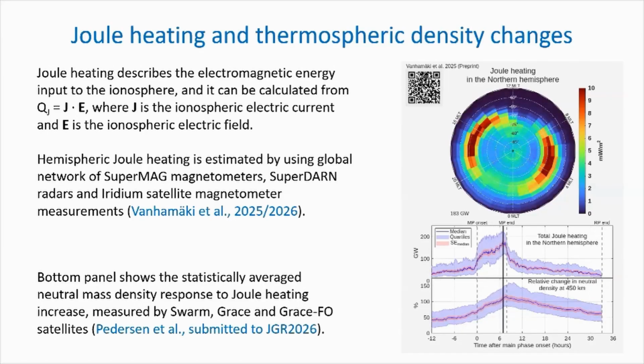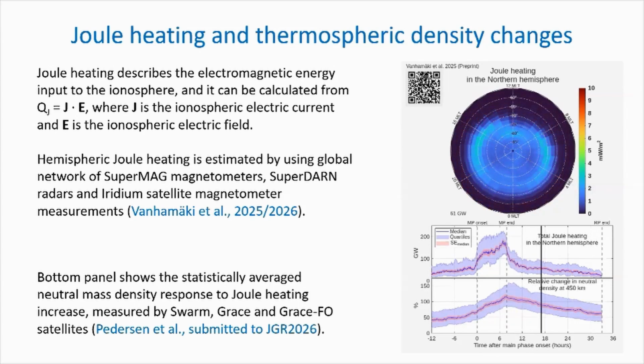And in our team, Heikki Vanhamäki has developed a nice method to estimate the ionospheric global Joule heating based on measurements by the network of SuperMAG magnetometers, SuperDARN radars, which provide the electric fields, and Iridium satellite magnetometer measurements, which are also globally covering the Earth. And then you can see these results of Joule heating changes.